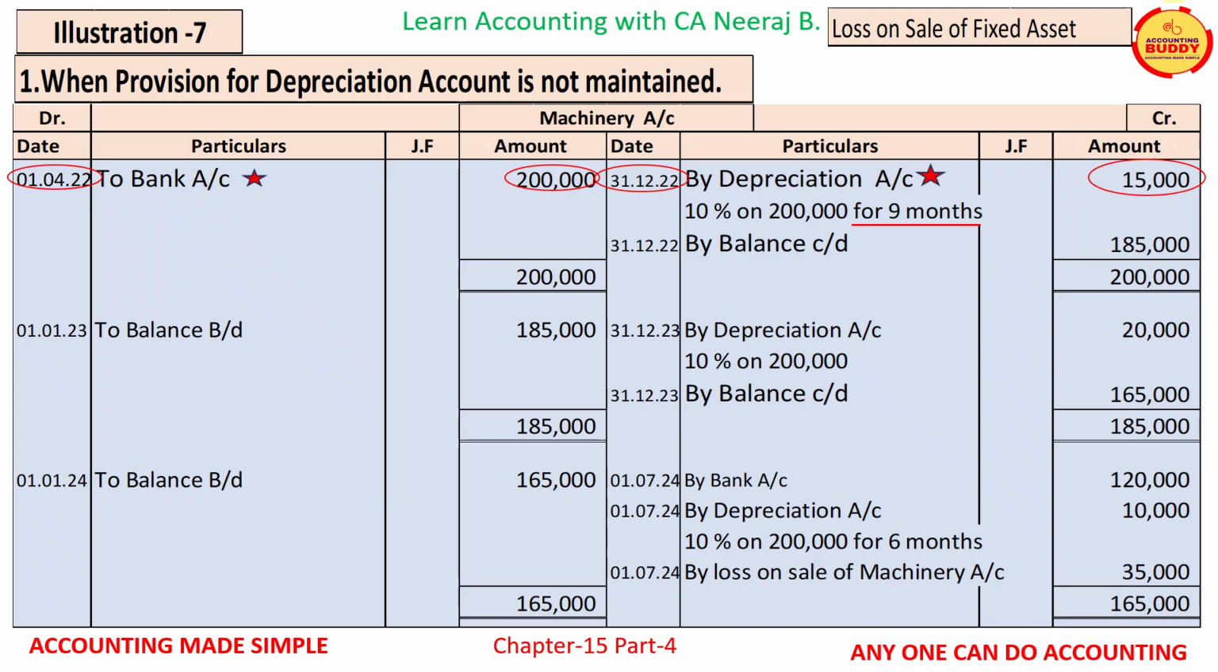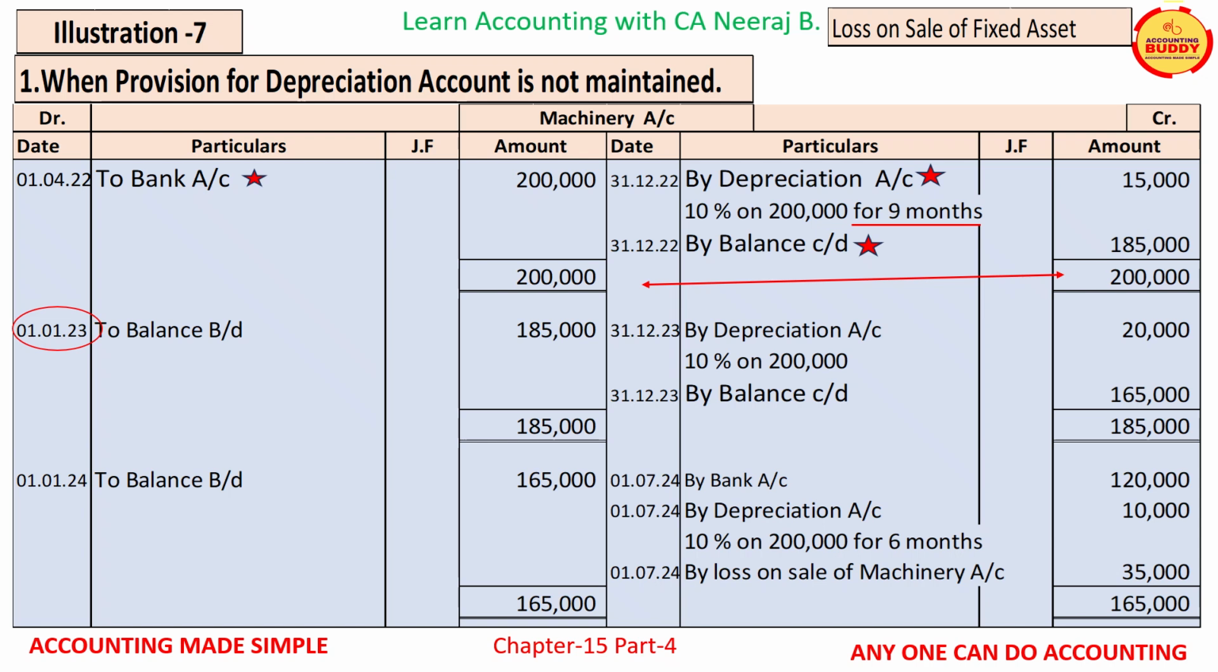Now if we deduct from the total of $200,000 debit side balance, $15,000 credit side entry, we are left with a net asset value of $185,000 as on 31st December 2022 and is shown on the credit side of the asset account by writing the words by balance carried down. Thus the machinery account for the financial year 2022 is balanced.